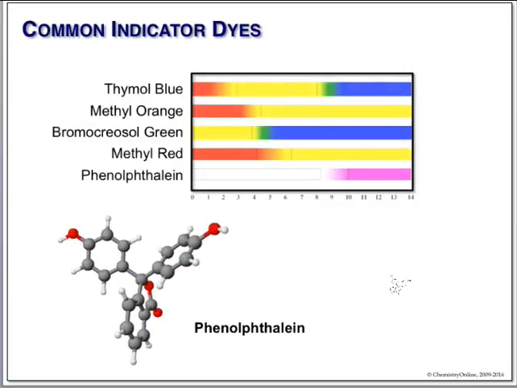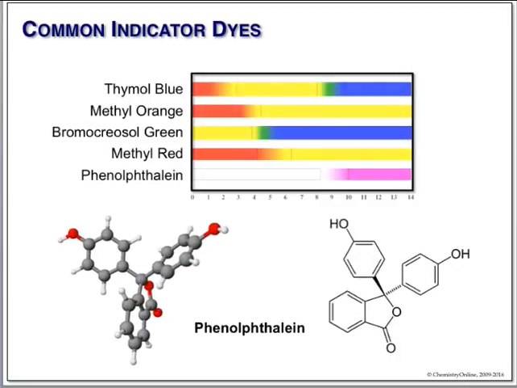These are some common dyes. In lab, we use phenolphthalein, remember? Phenolphthalein went from colorless to pink as we went from an acidic solution to a basic solution. This is the structure. And what happens actually is you will lose one of these hydrogens off the OH groups, and that's what makes the complex color.